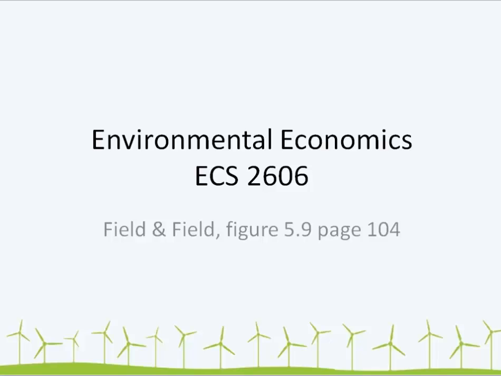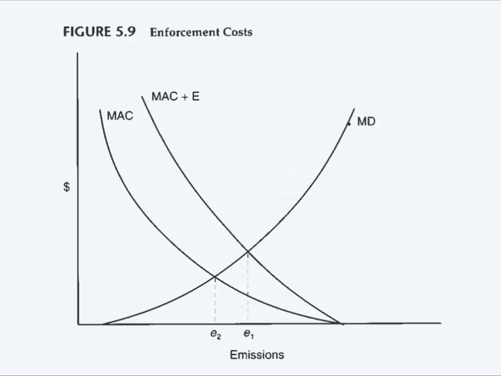We are looking at figure 5.9 on page 104 of your textbook. This graph initially starts with the marginal damage curve shown here by the curve called MD, and a marginal abatement cost curve named MAC, which starts on the horizontal axis at E, let's call it E0. So E0 is the level of unrestrained pollution.